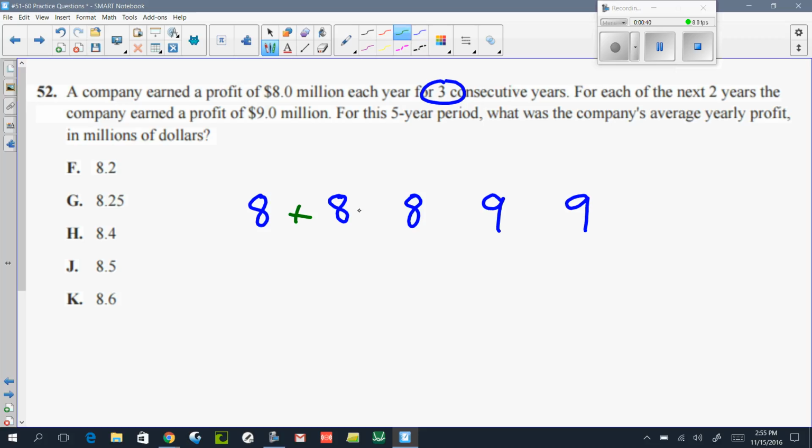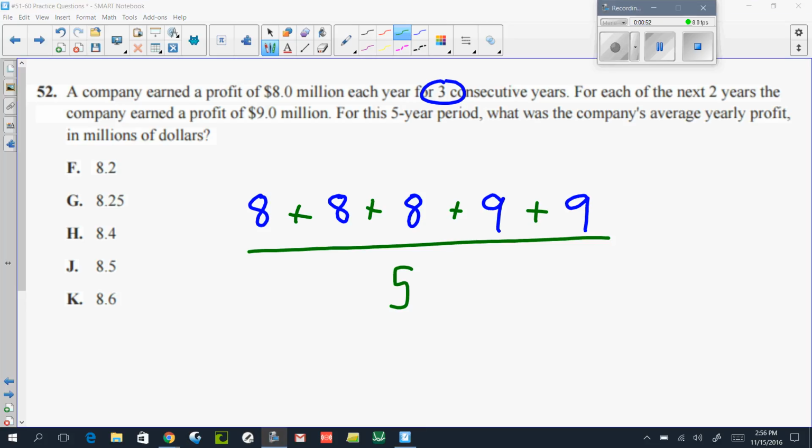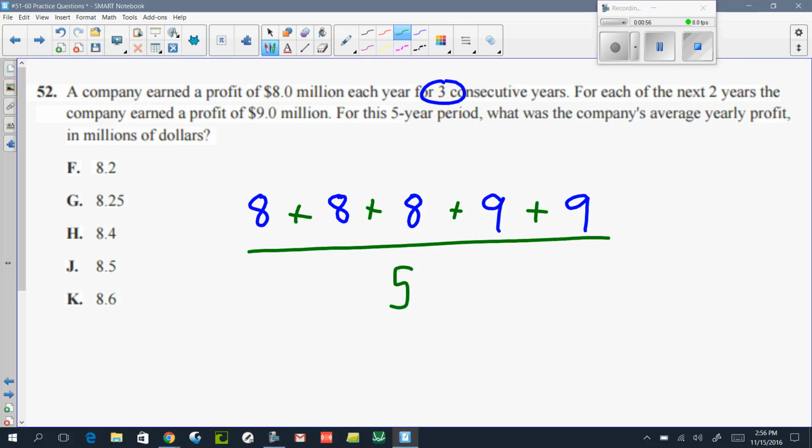So I just need to add these up and divide by the total. So we're going to take 8 and 8 and 8 and 9 and 9 and divide that by 5. When you add those up, divide by 5, you get an answer of 8.4. So 8.4 million would be the average each year.